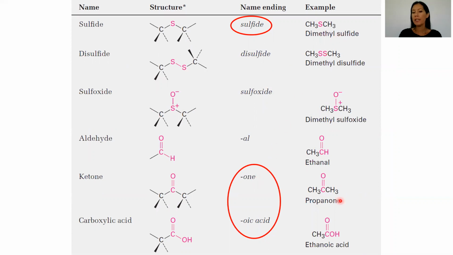When you have a ketone, this is a long chain of 1, 2, 3 carbons, so it gets the prefix prop, like propane, but since you have a carbonyl, it's propanone, and it's specifically a ketone. If you have a carboxylic acid, you write oic acid. So there are 2 C's, so it becomes ethanoic acid.